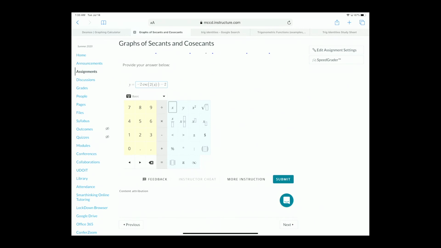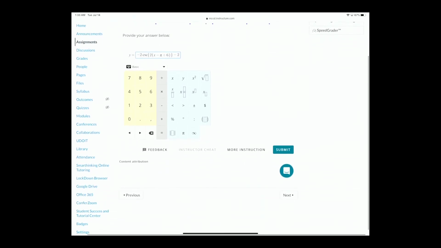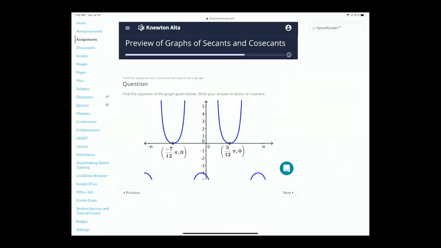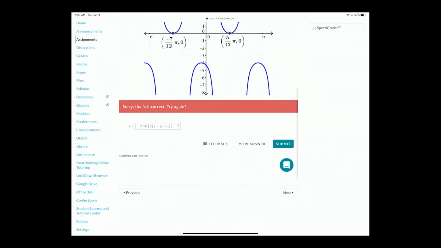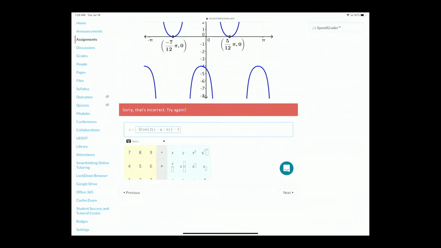X minus, what was it, pi over 6? Was it minus? I think it was minus. Submit. No? Oh, because it's negative. That's wrong.